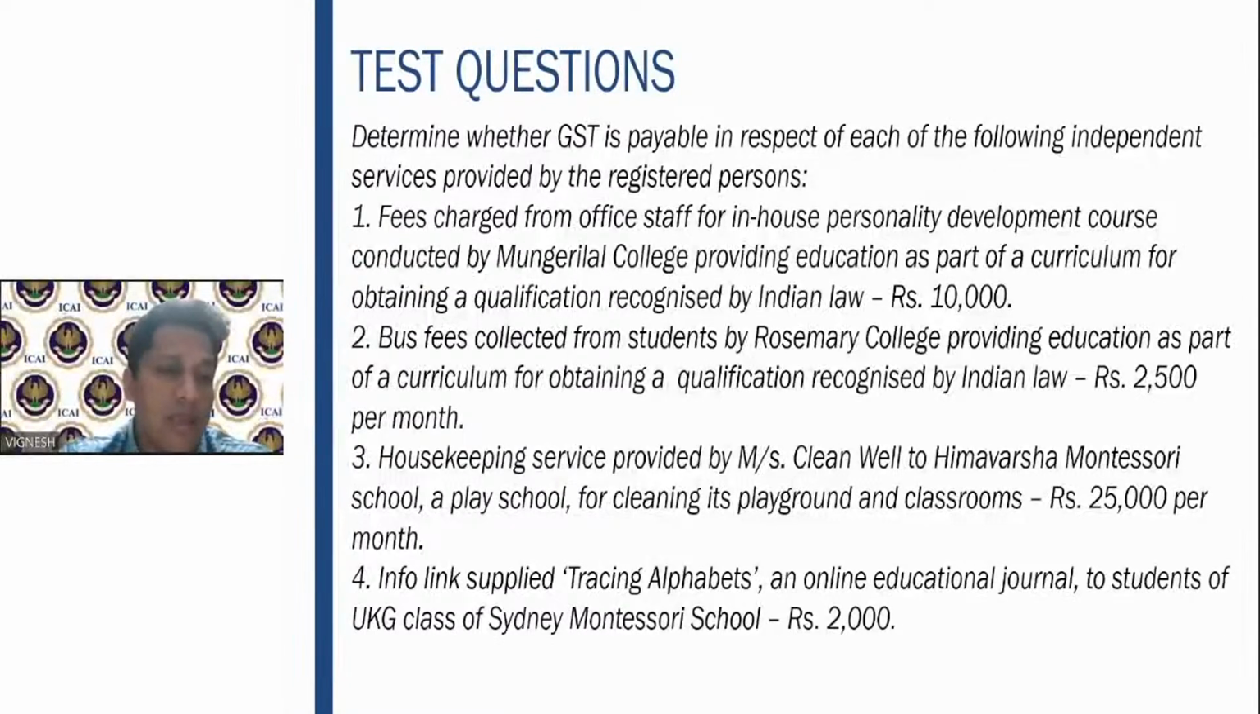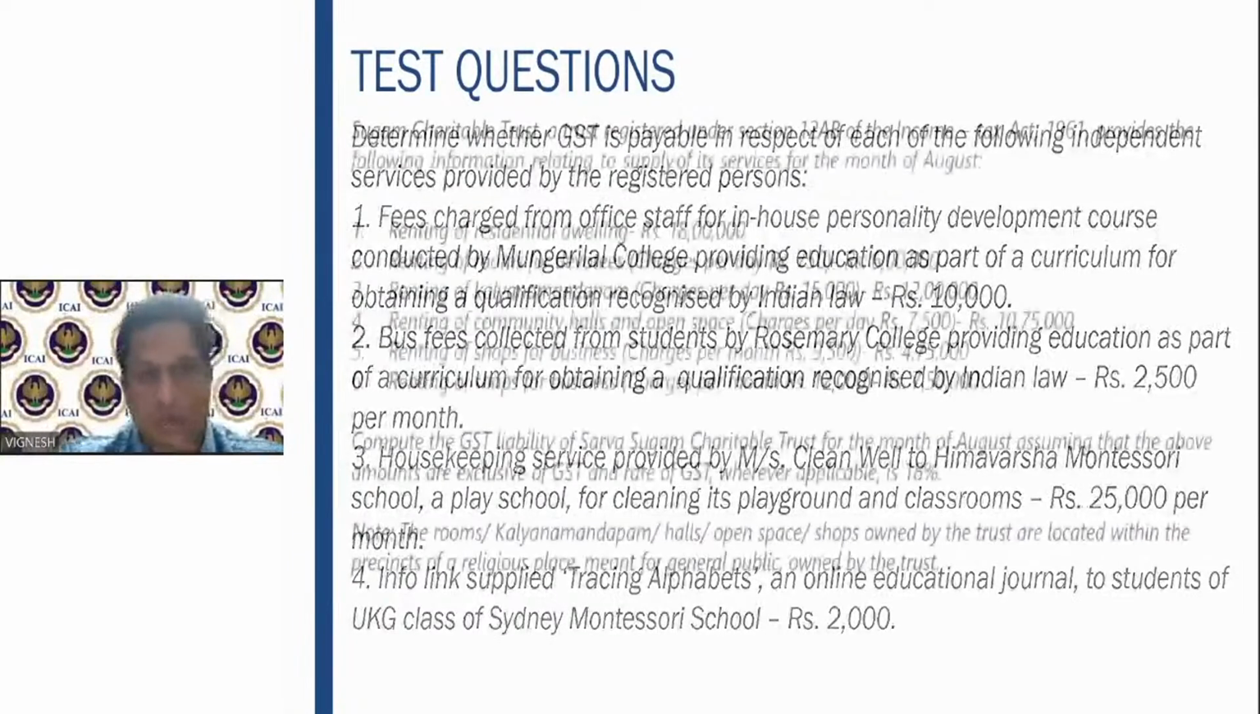It is very simple. Infolink supplied tracing alphabets online educational journal to students of UKG class. Online educational journal is exempt only with regard to the approved vocational education course and curriculum for obtaining qualification under law. It is not applicable to preschool. So therefore, in this case, number 4 is chargeable to tax.